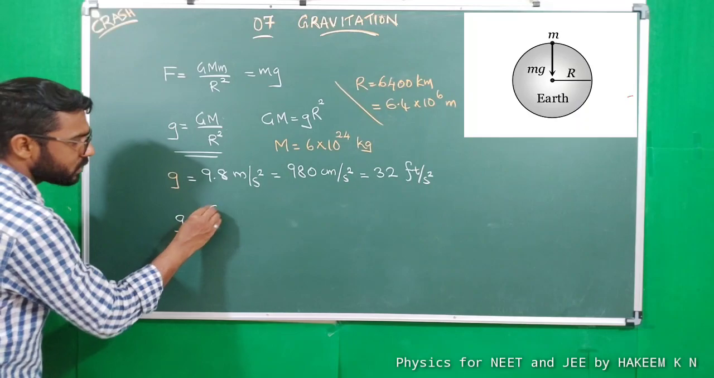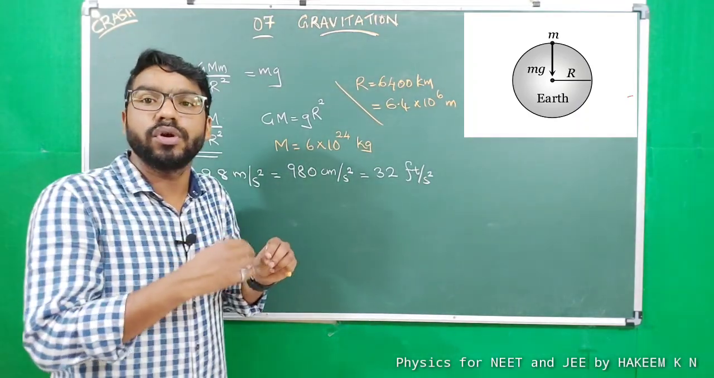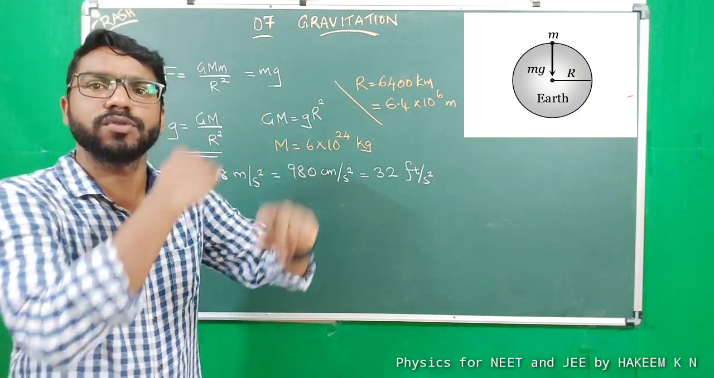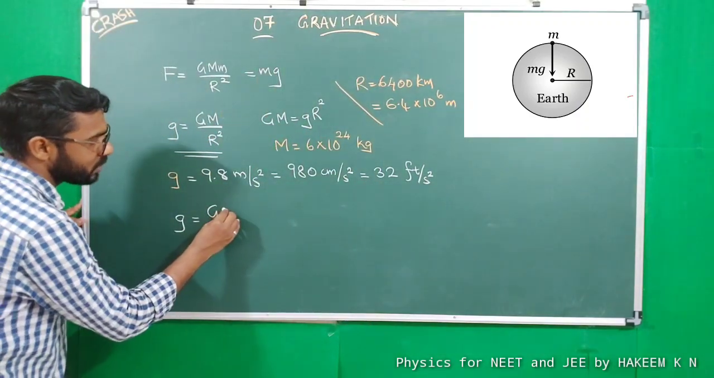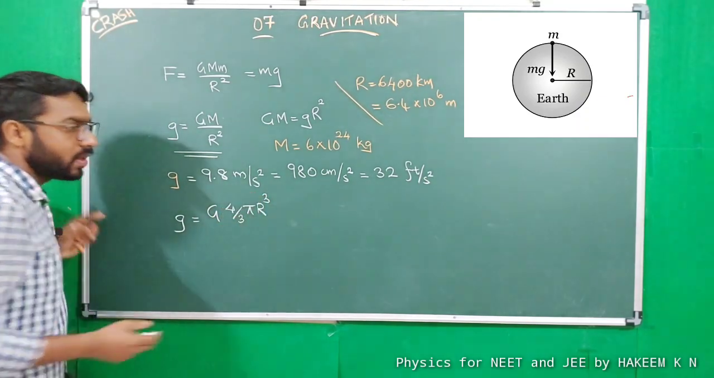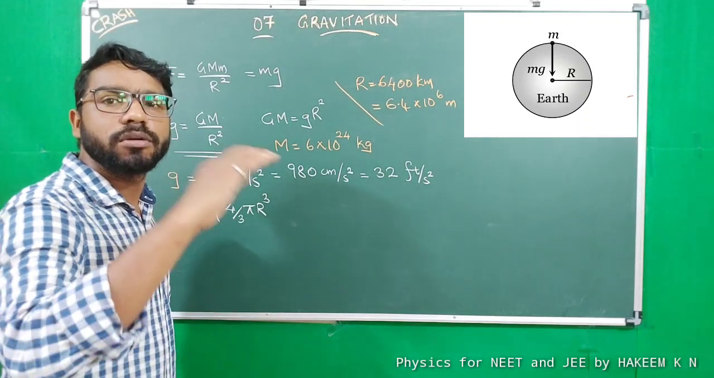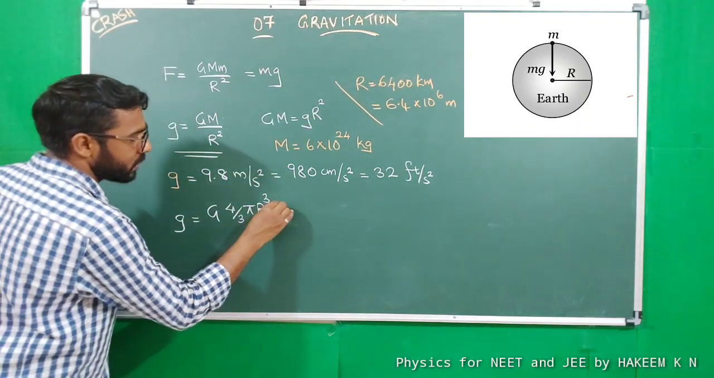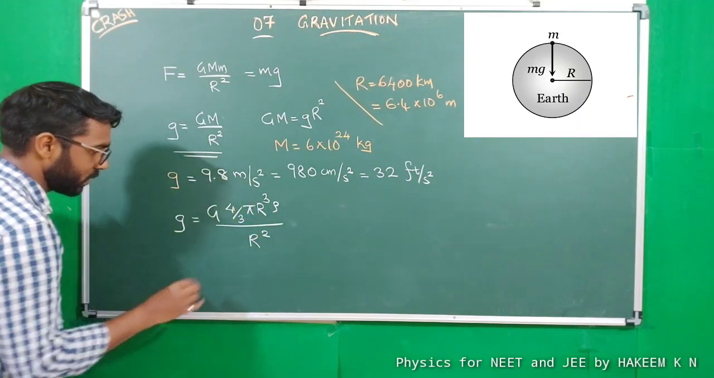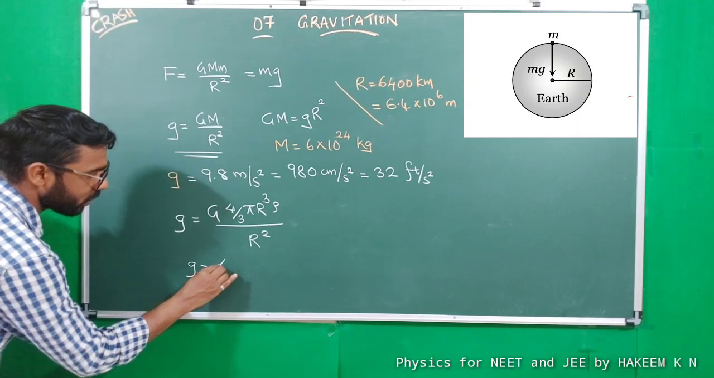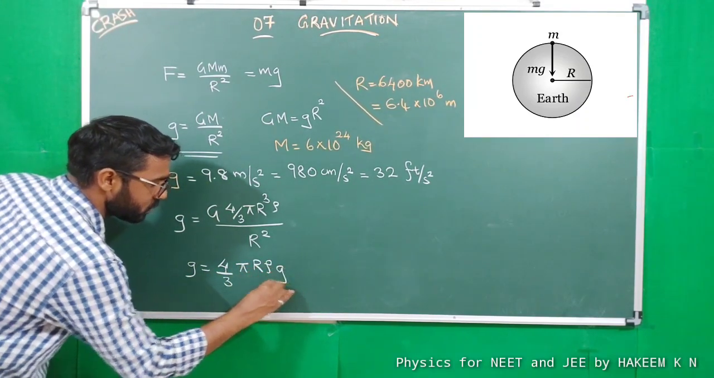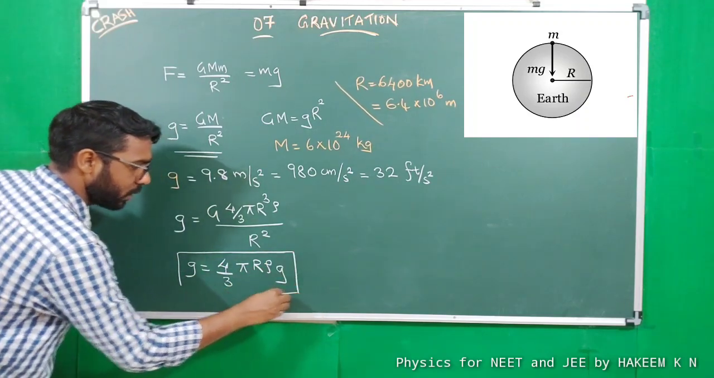g equal to G into what is mass? Mass is volume into density. Density equal to mass by volume, then mass equal to volume into density. So G into, for Earth, volume is 4 by 3 pi R cube if it is considered as a uniform solid sphere, into density rho divided by R square. So one R will cancel. Small g equal to 4 by 3 pi R rho G.